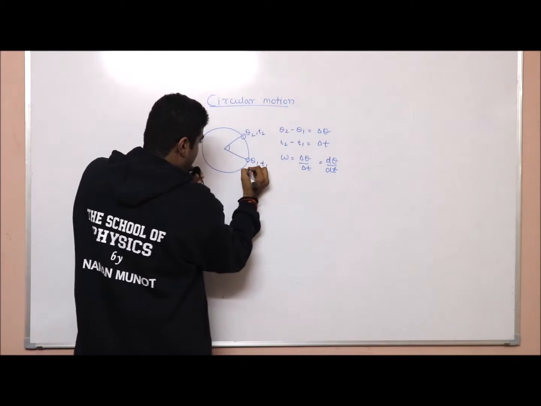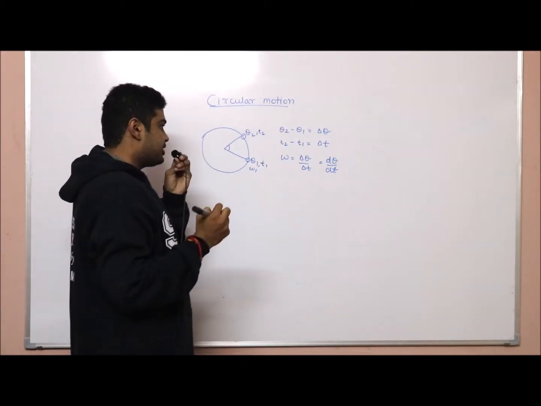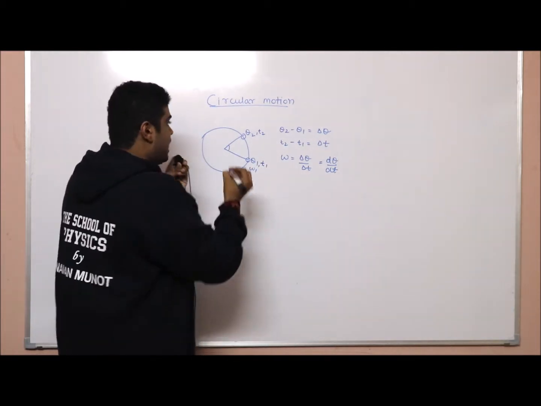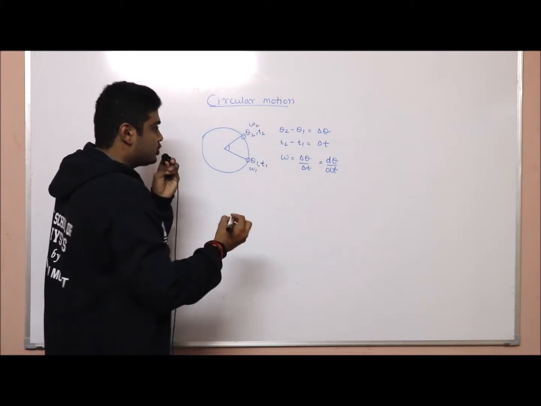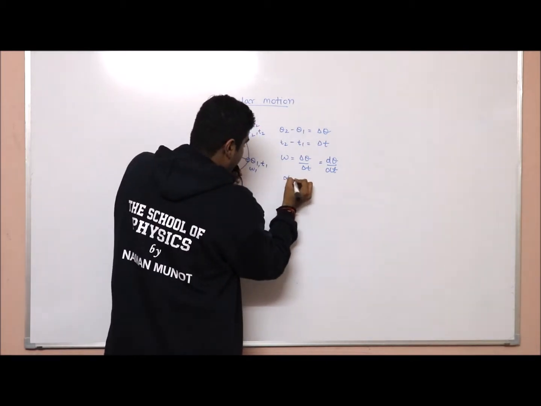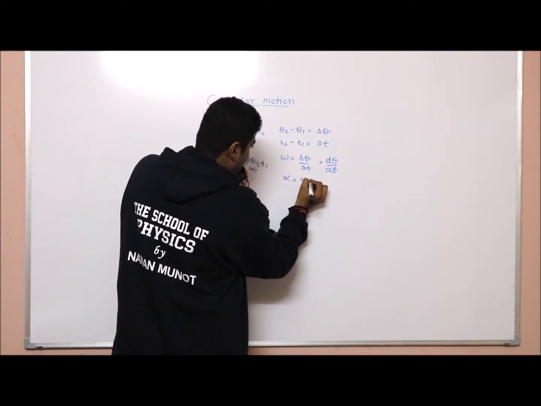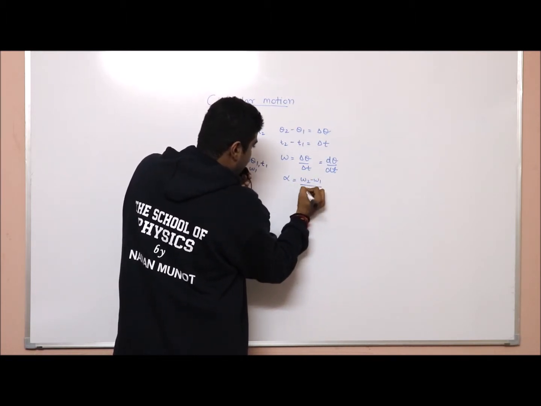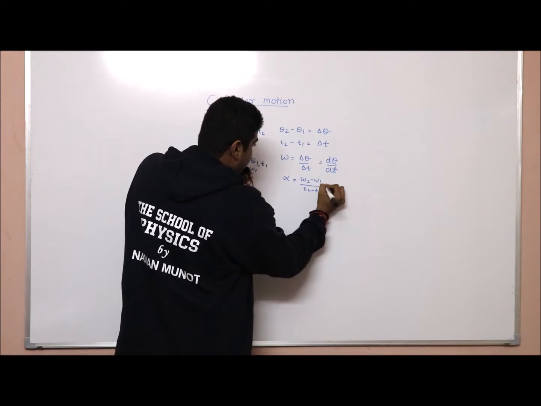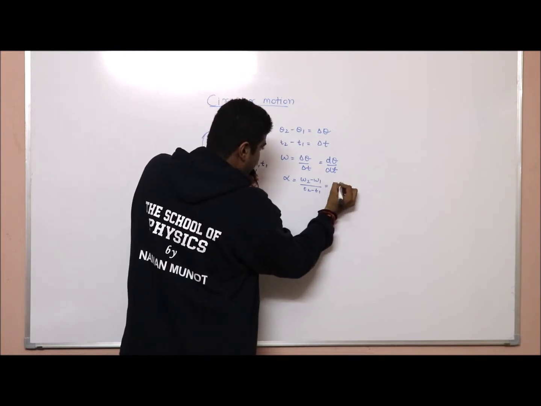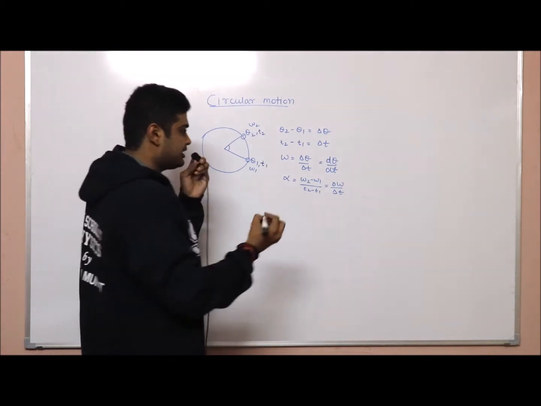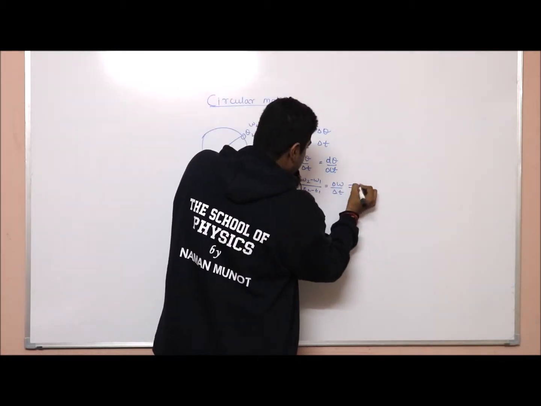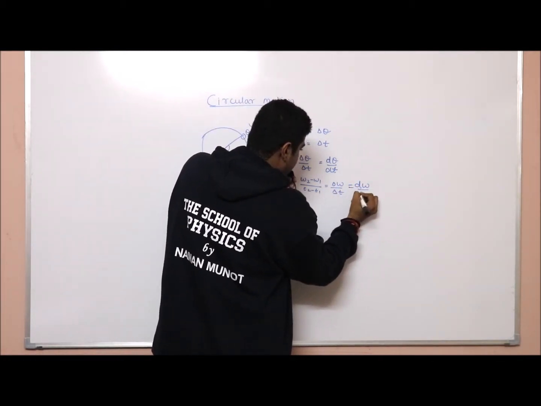Similarly, suppose we have angular velocity omega 1 at this point, and angular velocity omega 2 at this point. So the angular acceleration will be omega 2 minus omega 1 upon t2 minus t1, which is delta omega by delta t, and instantaneous angular acceleration can be written as d omega by dt.